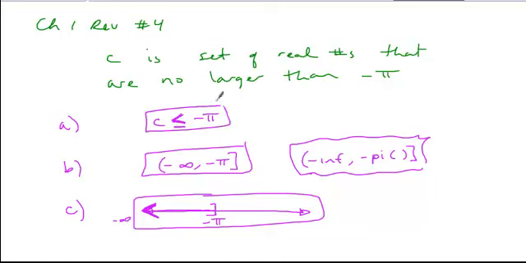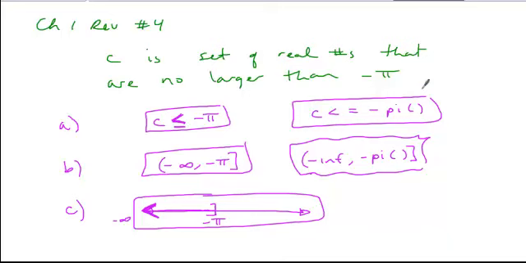And once again, the way that you would enter this online is C is less than or equal to negative pi, represented by this expression. And so these would be the ways that you would enter those online.